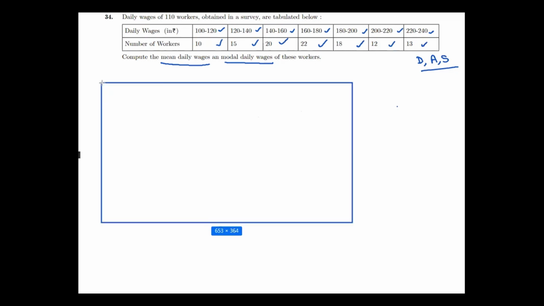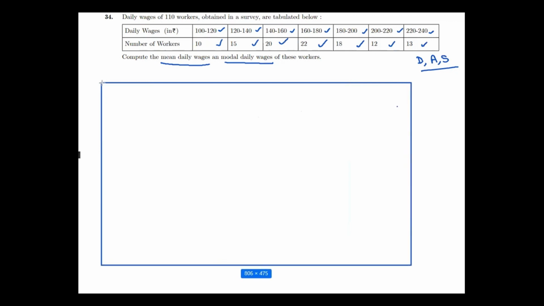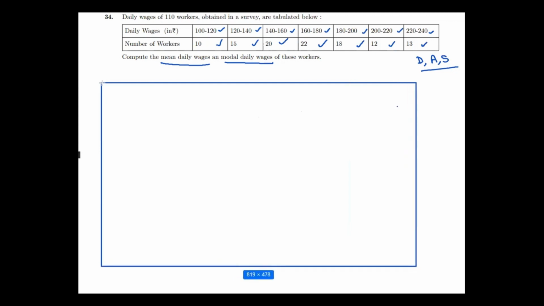Whenever the classes are small in size or frequency values are less, means one digit numbers are there, then only I prefer the direct method. If not, I'll go with the step deviation method. So here classes, if you observe, we have 1, 2, 3, 4, 5, 6, 7 classes.